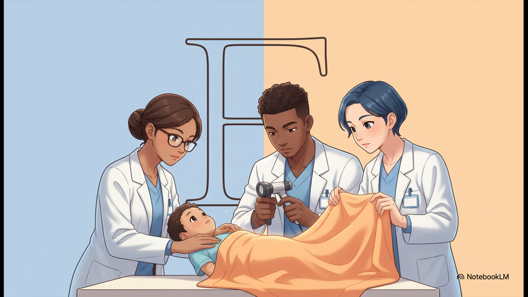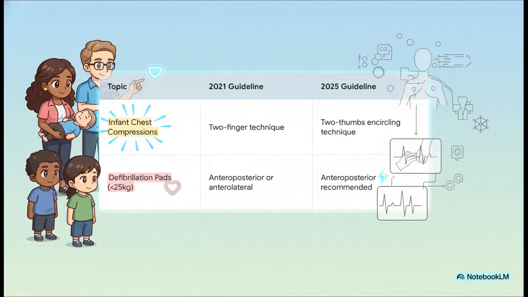This means carefully removing the child's clothes to look for any hidden injuries, rashes, or sometimes even signs of abuse. But this step comes with a really critical balance. You have to prevent hypothermia by keeping the child warm, and you must always maintain their dignity. The ABCDE approach gives you the framework, but the specific actions inside it are always being updated.